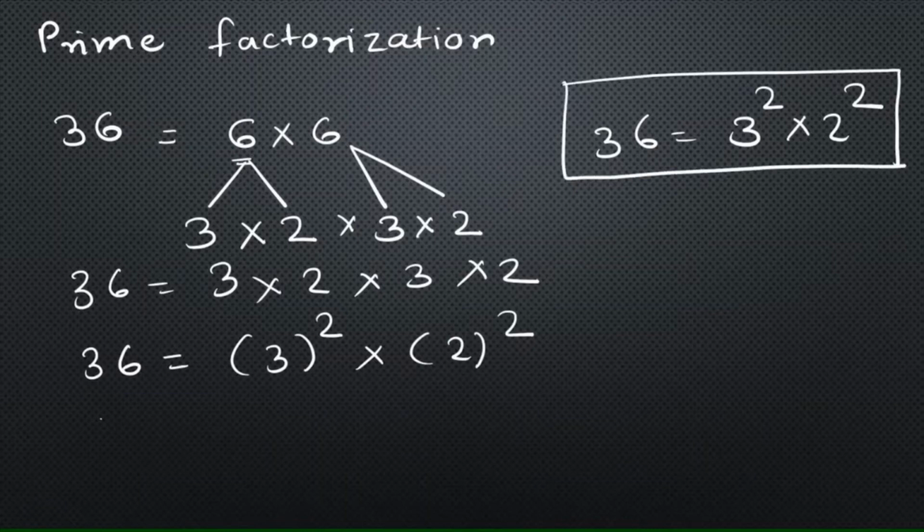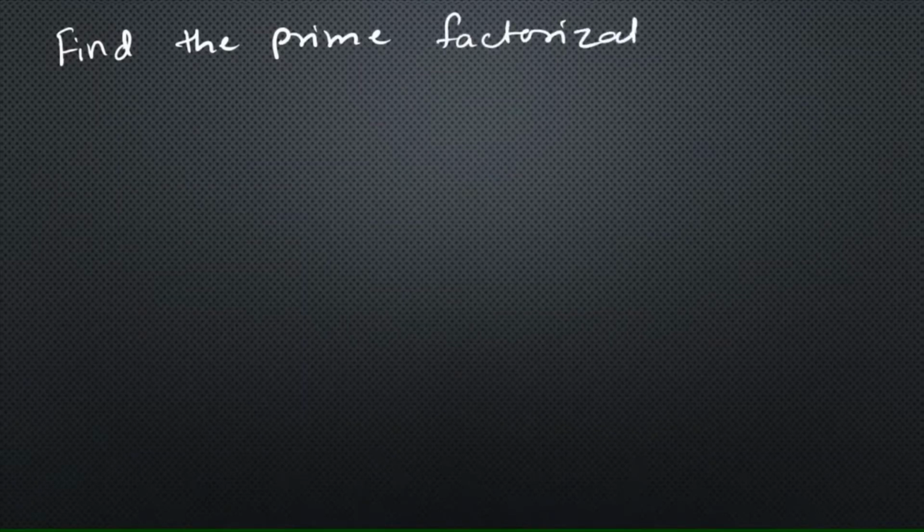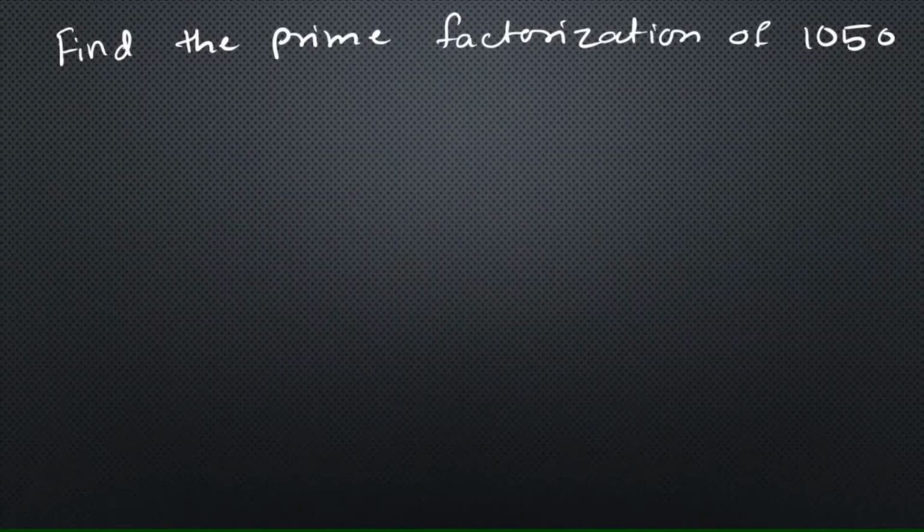Now let's take another example. Find the prime factorization of 1050. So how will we find it? The easiest way to determine a number's prime factorization is to figure out a pair of factors of the number and then determine their factors, continuing the process until you are left with only prime numbers. Those prime numbers will be the prime factorization. So let's see. The given number is 1050. Take any two numbers whose product is 1050.